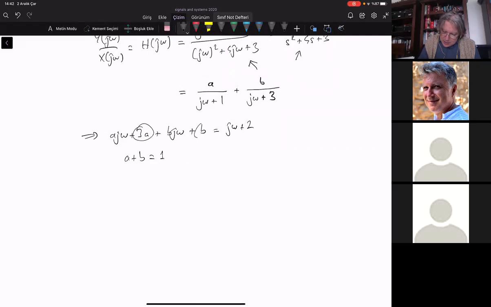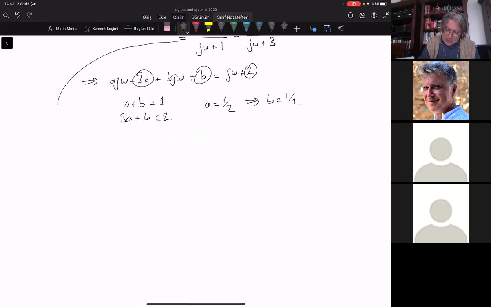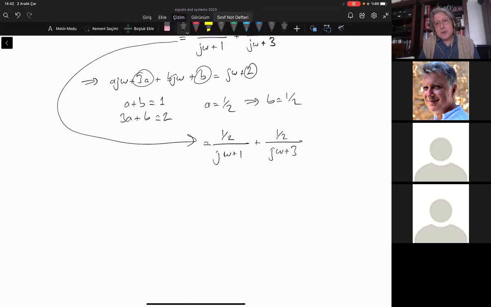And 3A plus B is equal to 2. So I have to solve for this. When I do that, I subtract the first equation from the second one, and I say 2A is equal to 1, and A is equal to 1 over 2, and therefore B is also equal to 1 over 2. So I write this to be equal to (1/2) over (jω + 1) plus (1/2) over (jω + 3). So this is the frequency response, H(jω).